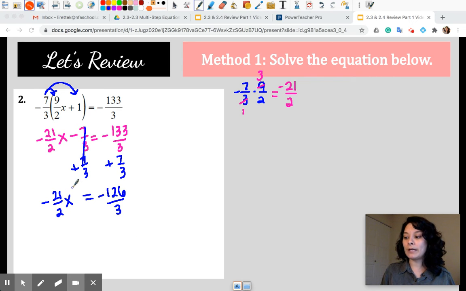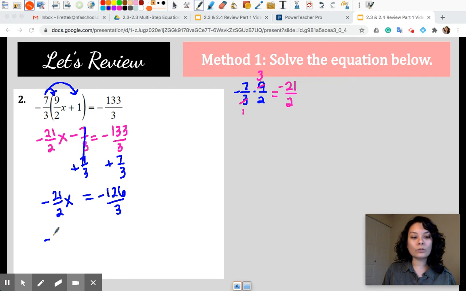Now, -126 divided by 3, 3 can actually go evenly into a 126. There's actually a trick to determining if a number is divisible by 3. If you add up all the numbers in a value and the sum is divisible by 3, the entire number is. So when I look at 126, I can do 1 plus 2 gives me 3, 3 plus 6 gives me 9, 9 is divisible by 3, so this entire number is divisible by 3.